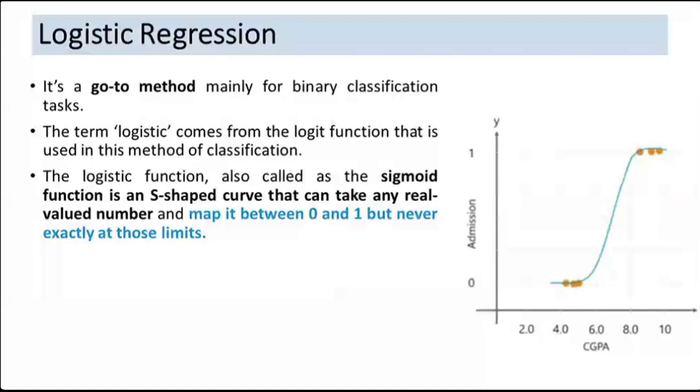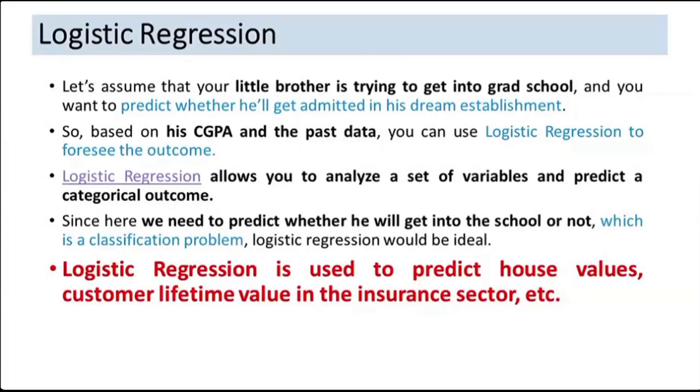A student having a CGPA of less than 6, or almost less than 5, is not granted admission, and a student having a CGPA of 8 to 10 will get admission. In a similar way, logistic regression will provide you the outcome. Let's assume, for example, that your little brother is trying to get into a school and you want to predict whether he will get admission in the dream college or not. Based on the CGPA and past data, you will use logistic regression to foresee the outcome.